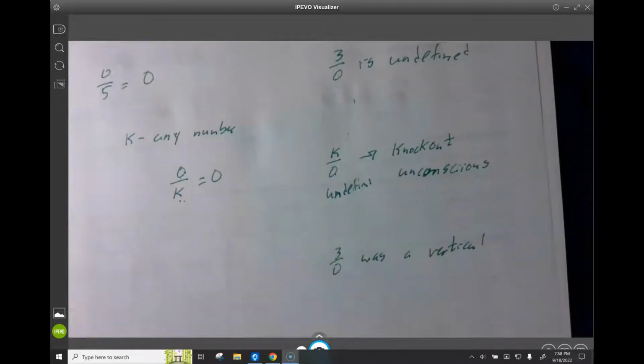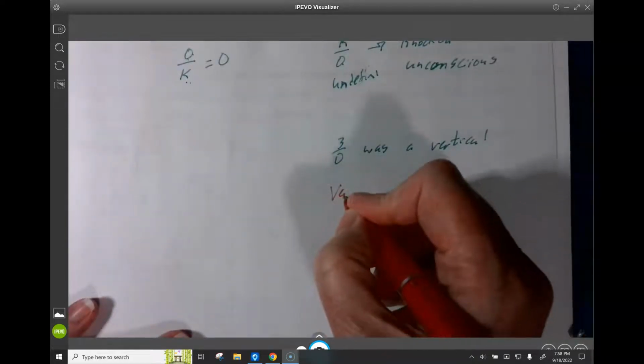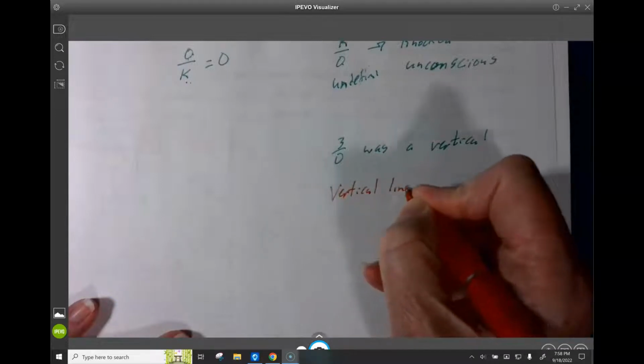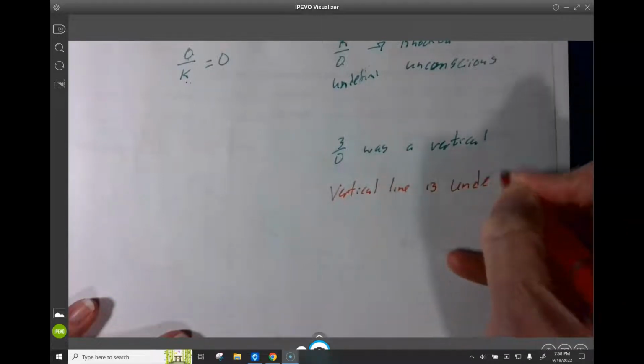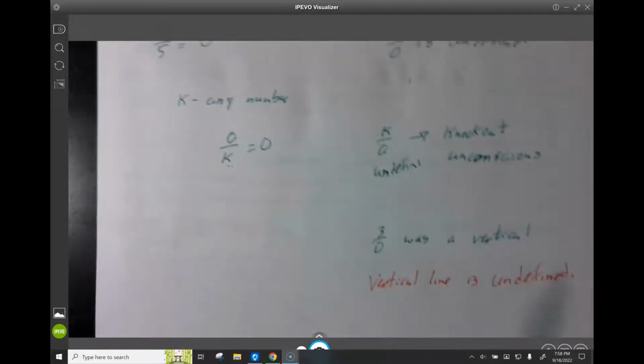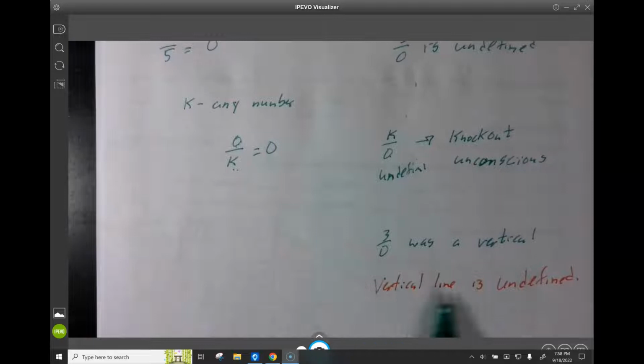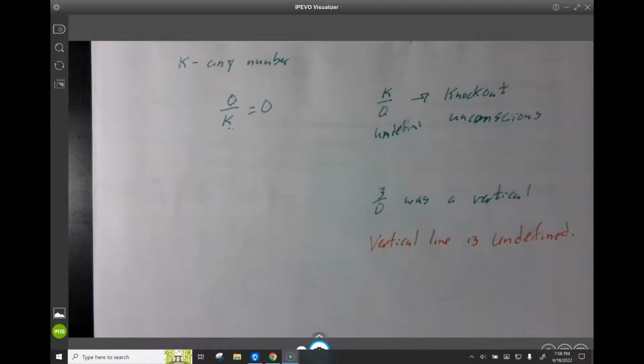Okay, so here's what you need to realize. This is undefined, so vertical line is undefined. Vertical line is undefined. Get that in your head. Now you're going, well, what about this one? Well, if a vertical line is undefined, then the horizontal line is 0. The slope is 0. So the vertical line's slope is undefined. Okay, so that might help you some. Okay, back to what we were doing.